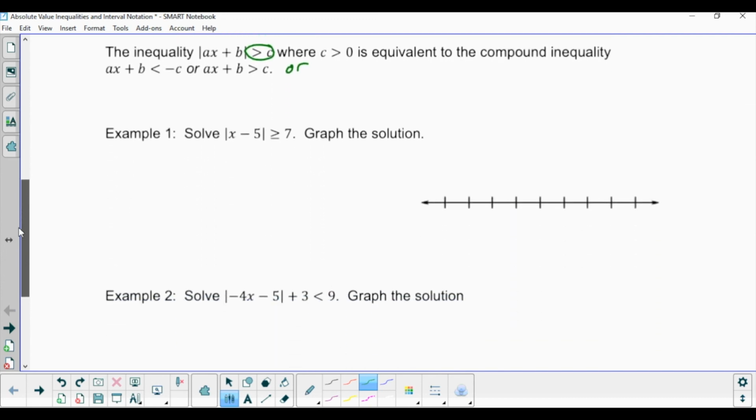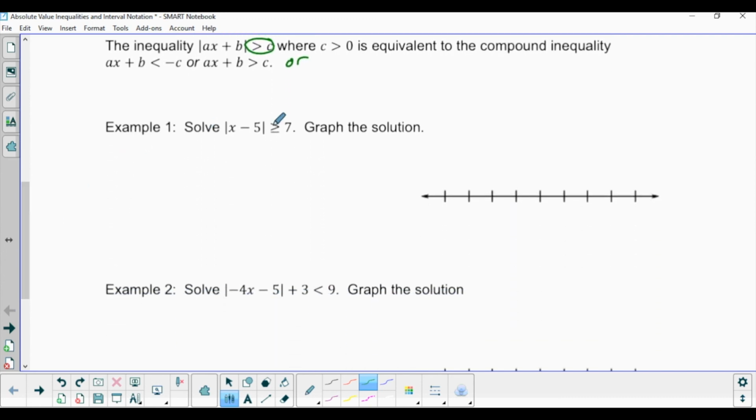In this first example, you're going to have an or, because you have something that is more than or equal to 7 spaces away. So I have x minus 5 is greater than or equal to 7, or x minus 5 is less than or equal to negative 7. Oops, the or came with it, sorry.